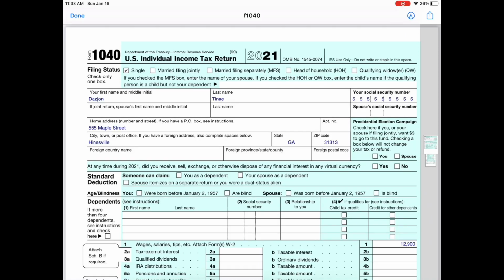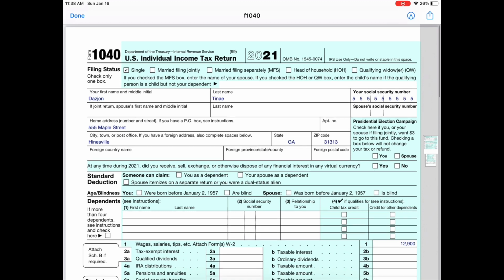Just checking in to give you all some free game on how to fill out the Form 1040 for U.S. individual income tax returns for 2021. Now, I've already started completing this just to give people a lot of insight on how to go about it. So let's dive into how to complete the 1040.